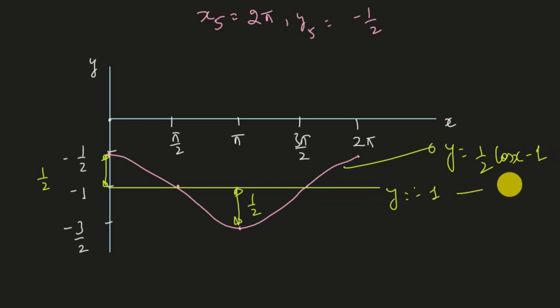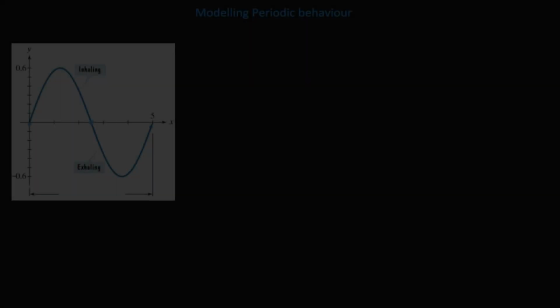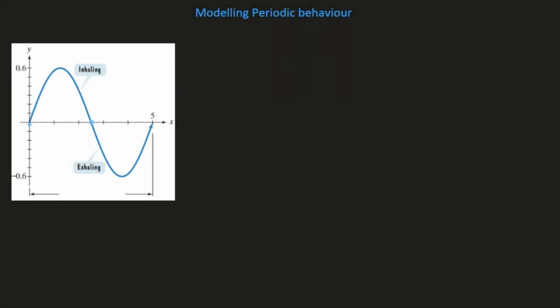So these are all the possible variations for sinusoidal graphs. No other variations are possible. Now let's try to understand how this graph plays a crucial role in our day-to-day life.